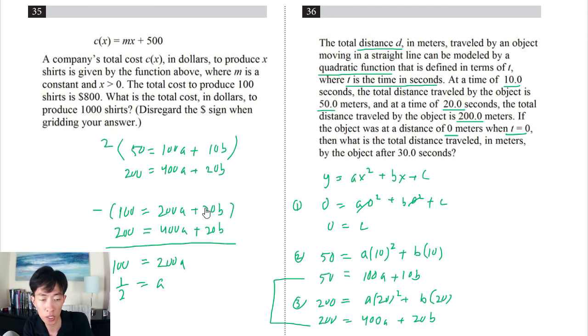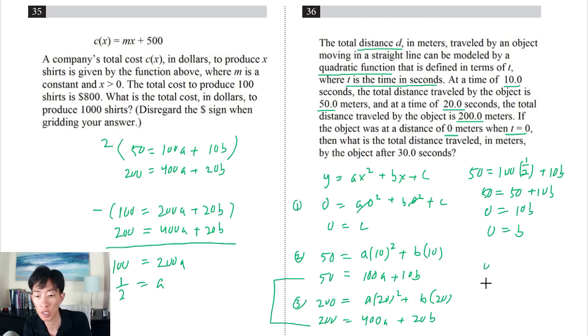All right, knowing that a is 1/2, now I want to solve for b. So I'm going to take my easier equation. 50 equals 100 times 1/2 plus 10b. So 50 equals 50 plus 10b. Subtract 50 from both sides. I get 0 equals 10b. Divide by 10 on both sides, and I find out that b is actually 0. So this equation actually becomes something very simple. It becomes y equals 1/2 x squared, and there's no b term and there's no c term.